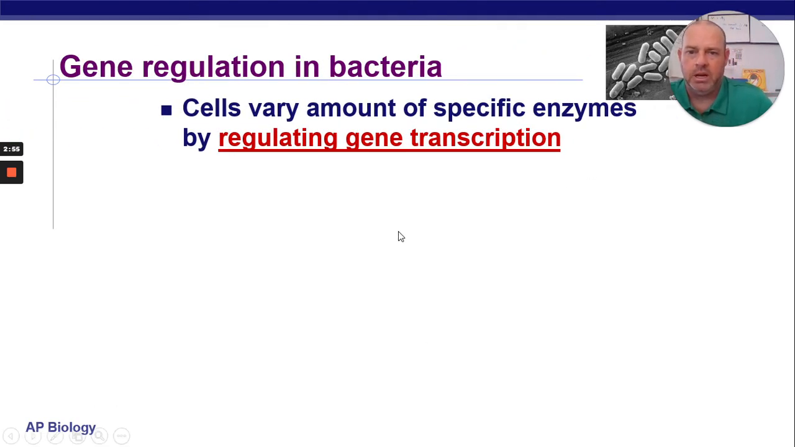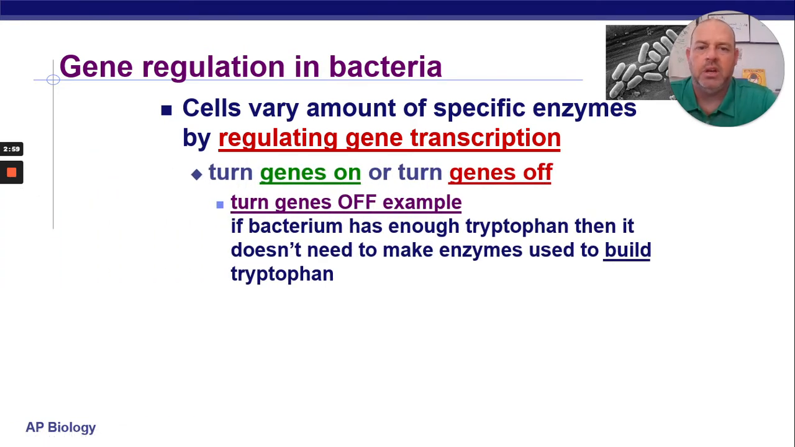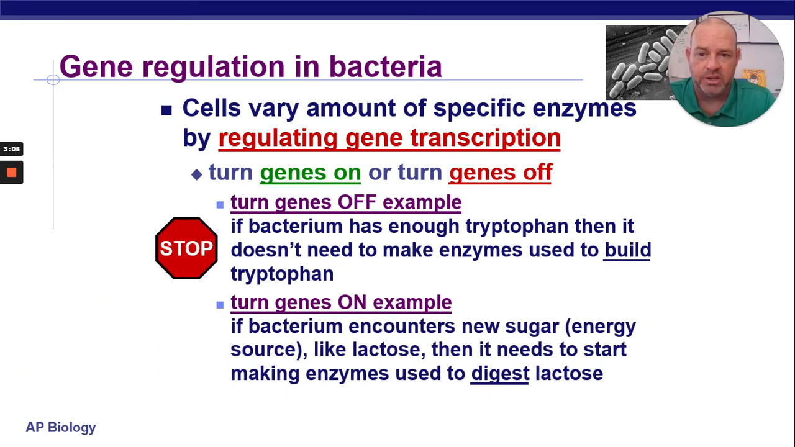So cells vary the amount of their specific enzymes by regulating transcription. We talked about that yesterday with the eukaryotes. So genes get turned on and off. For example, if a gene gets turned off, a bacterium might have enough tryptophan, which is an amino acid, so it doesn't need the enzymes built to build more tryptophan. So it would stop production of tryptophan if it has enough.